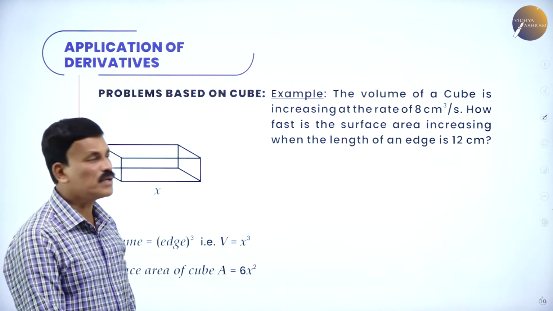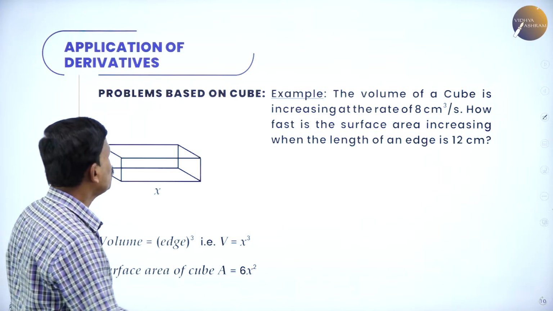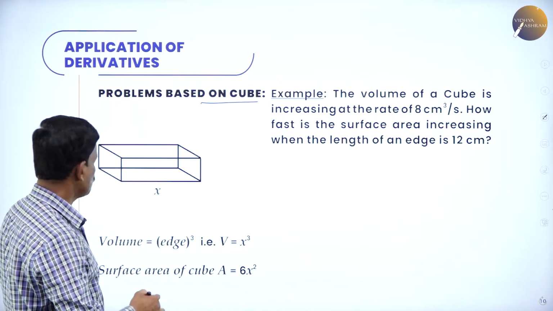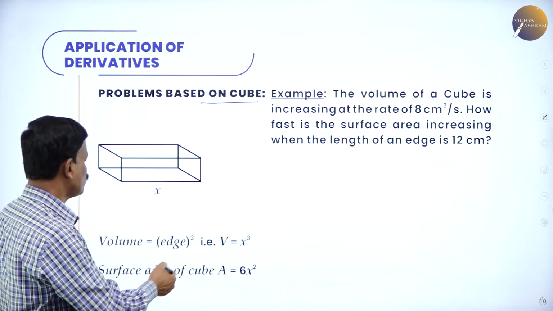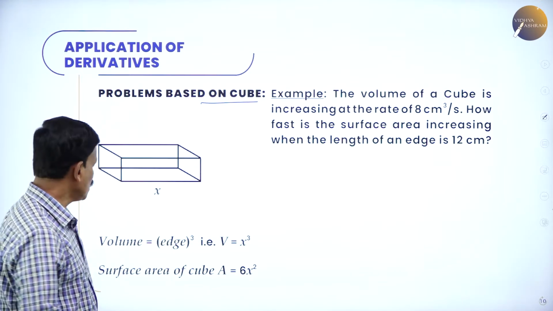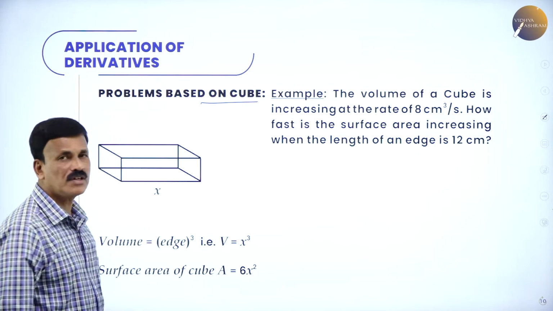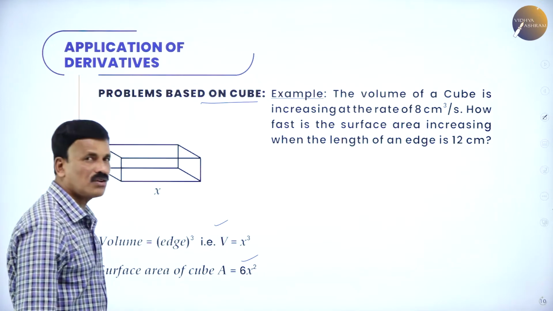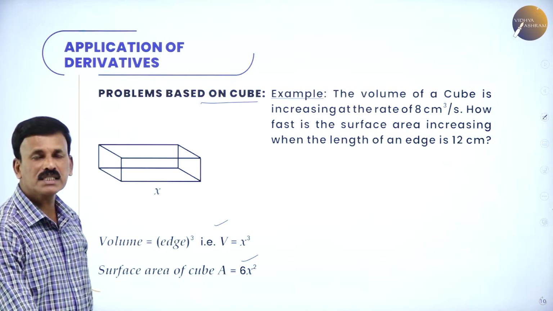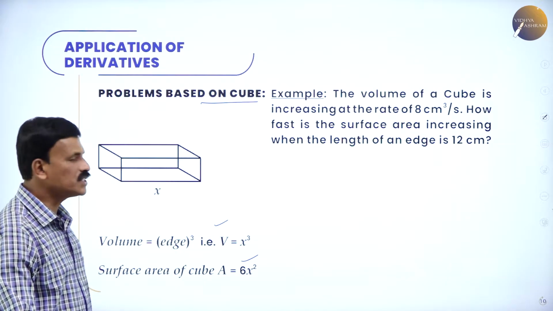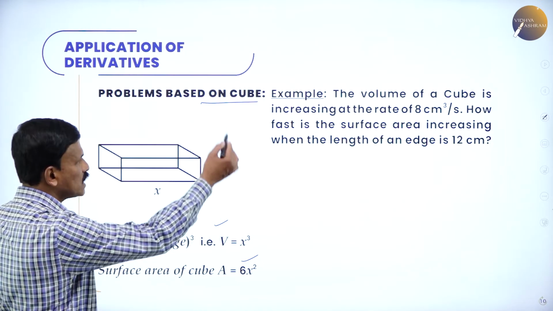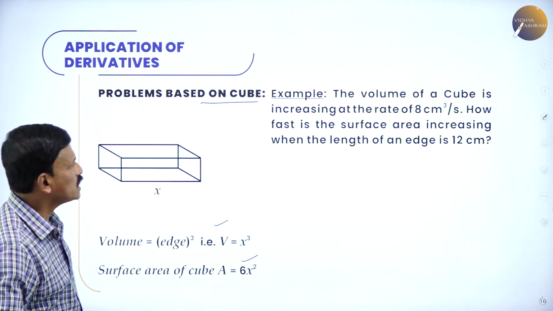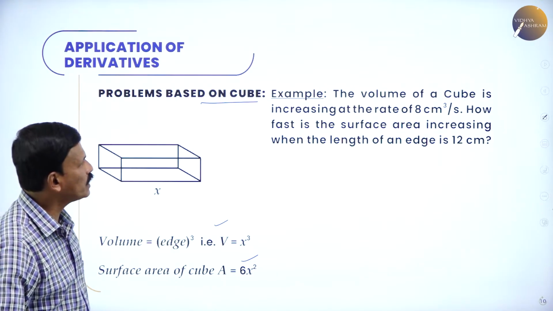Let us take a few problems based on the cube. Suppose if x is an edge of a cube, then the volume of a cube is given by V is equal to x cube, and the surface area of a cube is given by 6x square. These are two important formulas. So the volume of a cube is x cube, and the surface area of a cube is A is equal to 6x square. Let us consider this problem. Now what is the problem given? The volume of a cube is increasing at the rate of 8 cm cube per second.